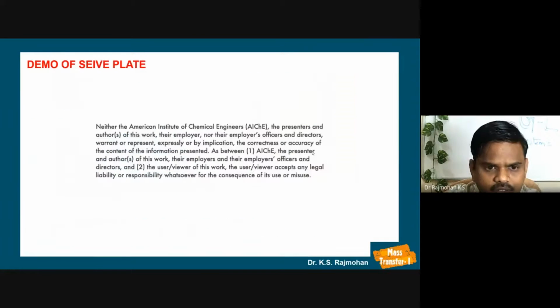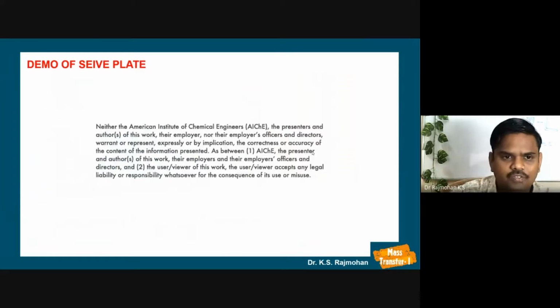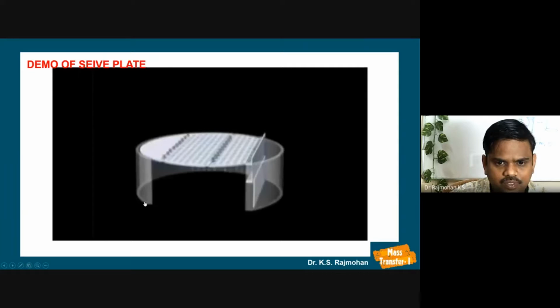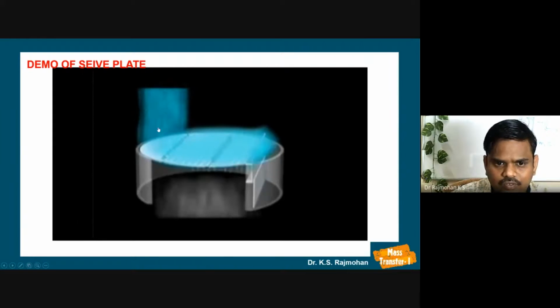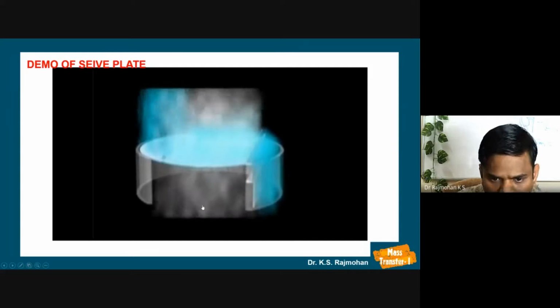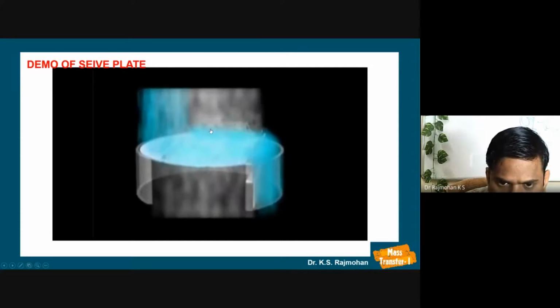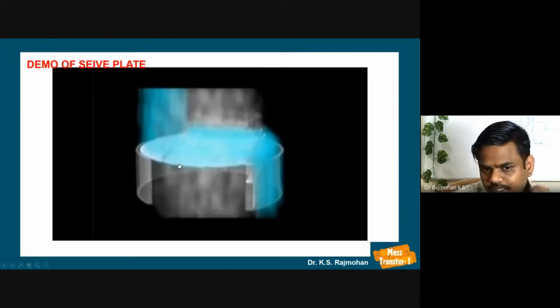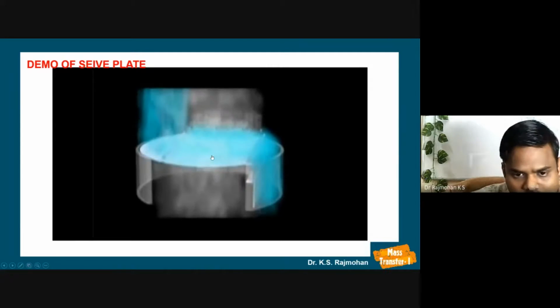So this is a demonstration video for a sieve plate column. This is a sieve tray. We have liquid flowing down in cross current fashion, and the white color you are able to see is the vapor phase. So interaction between gas and liquid takes place.